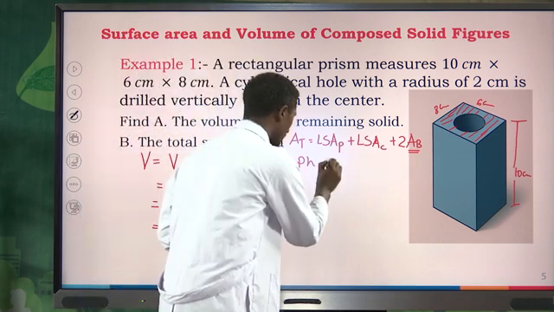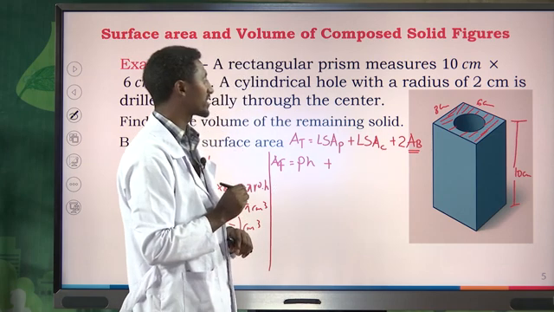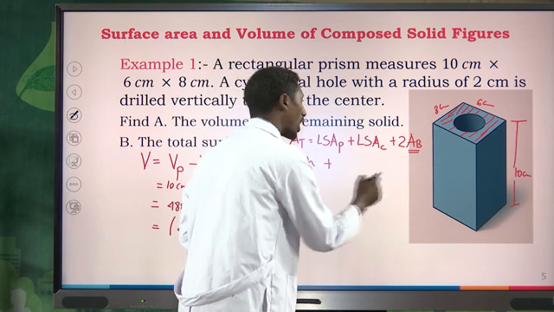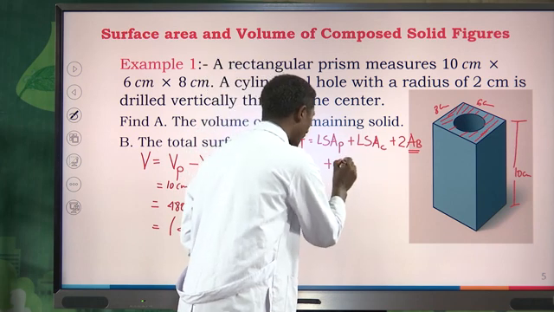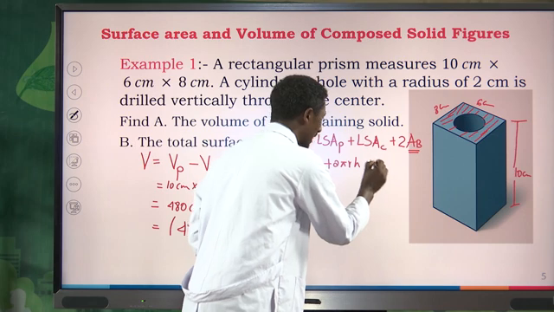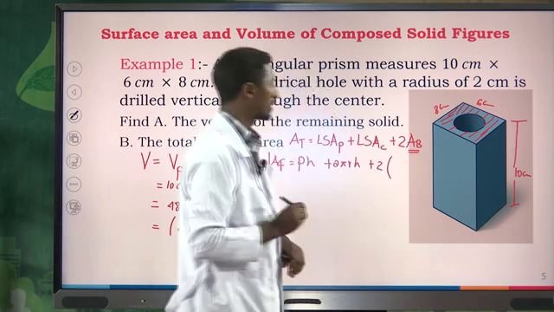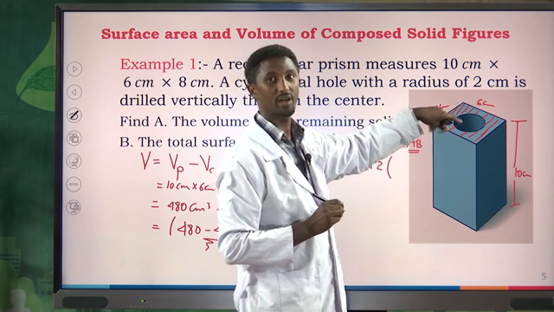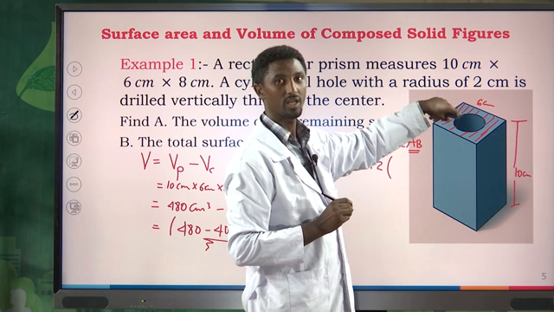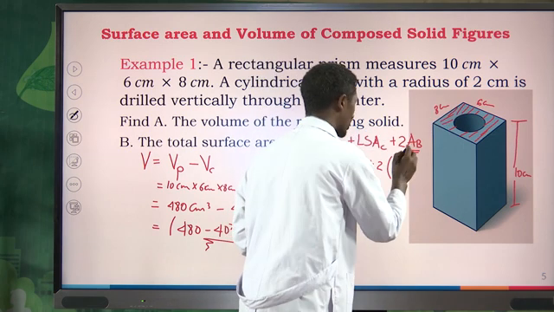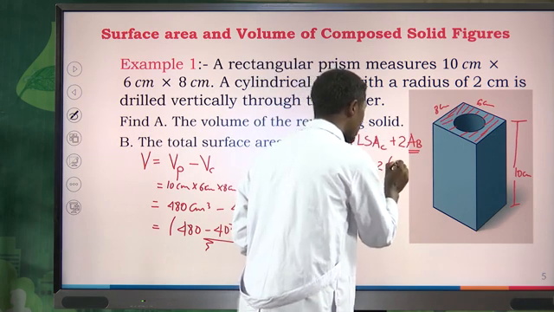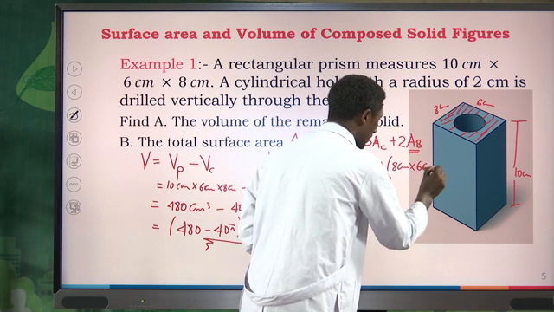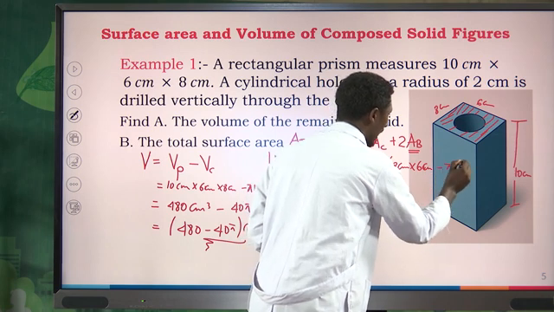Then plus the lateral surface area of a cylinder, which is the same. The perimeter of a cylinder is 2 pi r times h, then plus twice the area of this shaded region. The area of this shaded region is the area of a rectangle minus the area of a circular region. That is, 8 centimeter times 6 centimeter minus pi r square.